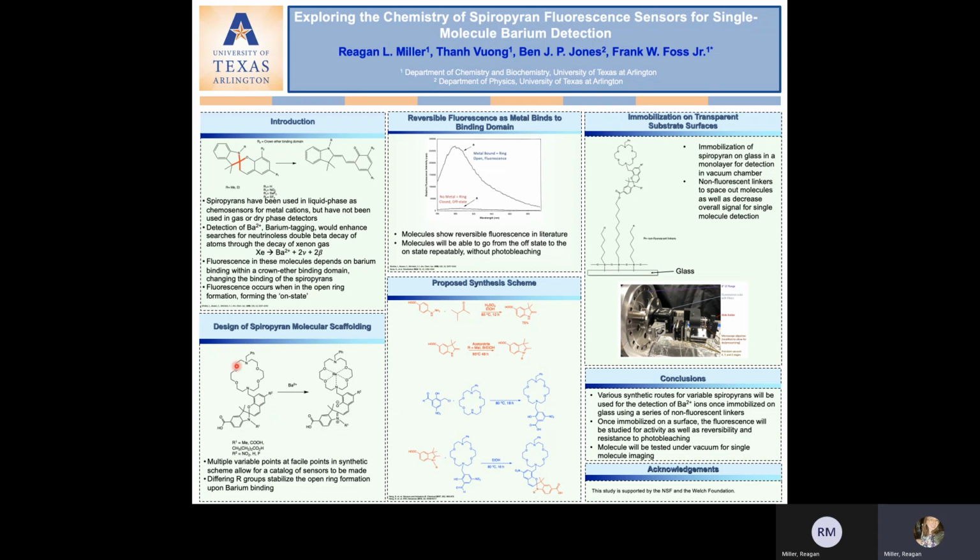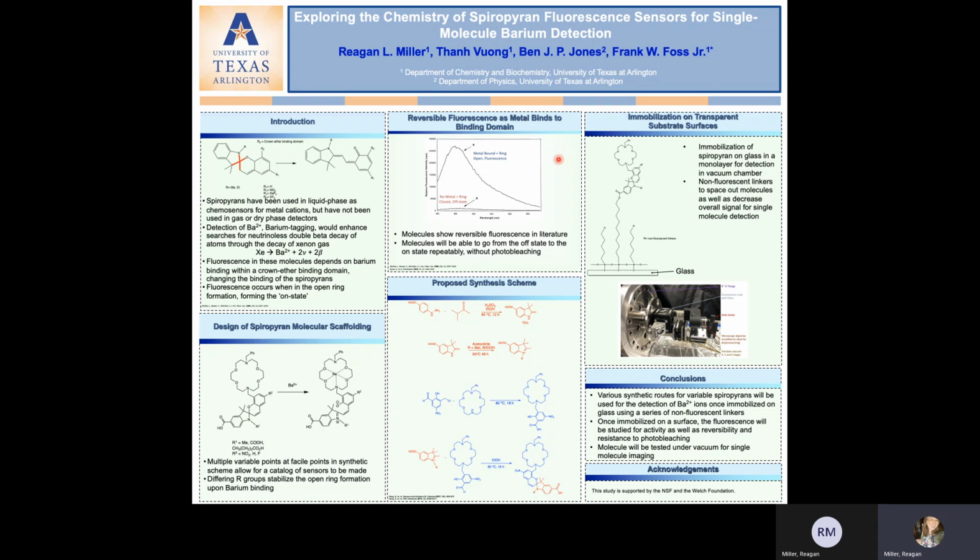Also in this figure, we're able to see our open crown ether. And then once we introduce our barium, the barium binds within this binding pocket or binding domain. And as we can see here in our characteristic spiropyran, without barium present, our spiropyran is closed. And then with barium present, our spiropyran opens up.